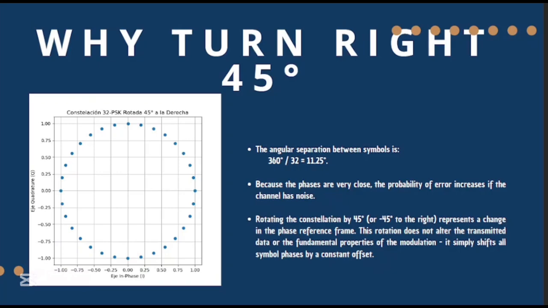Example: it shifts all symbol phases by a constant offset. You can see in this diagram on the left how the constellation looks with 45-degree rotation. Notice how the symbols are no longer aligned with the I and Q axes.